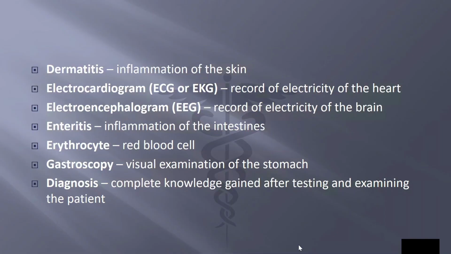Our next combining form, we have electro, which we learned means electricity. So electrocardiogram, or ECG, or also EKG. So it tells us gram means record. So electrocardiogram, record of the electricity in the heart.